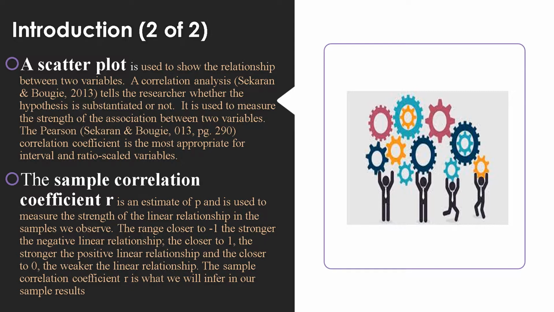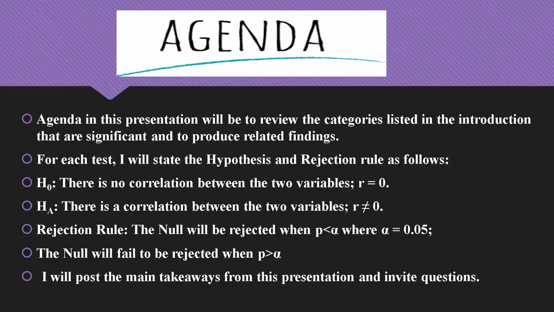The sample correlation coefficient R is an estimate of P. It's used to measure the strength of the linear relationship in the samples. For example, -1 is an indication that we have a strong linear negative relationship. The closer to 1, we have a strong linear relationship that's positive, and the closer to 0, the weaker the linear relationship. The sample correlation coefficient R is what we will be using to determine our inferences and our results.